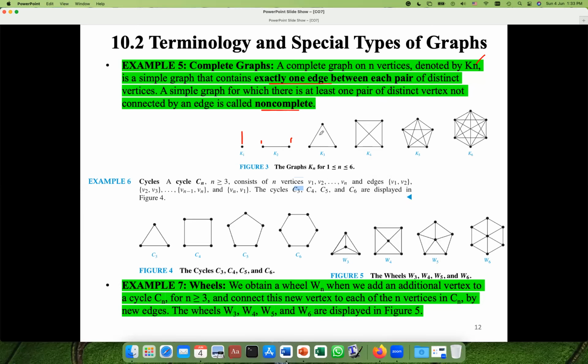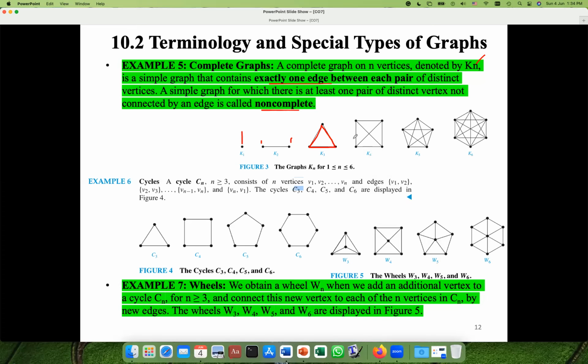K3. When you have n equal to 3, now draw exactly one edge between each different pair. This is a pair, draw that one. This is a pair, draw that one. Exactly one edge. So this is K3 and it is a complete graph.